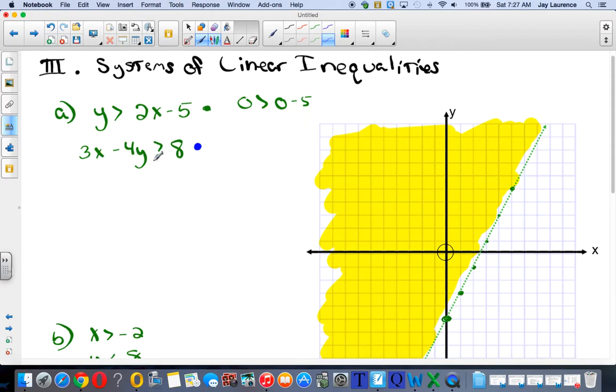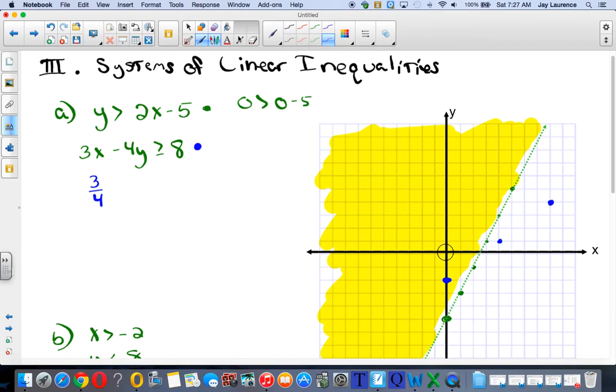Okay, this one I'm going to do in standard form, and I notice the y-intercept right away is -2. So I'm going to go to -2. Okay, and then the slope is going to be 3 over 4. So I'm going to rise 1, 2, 3, and run 1, 2, 3, 4. You'll see, it's kind of cool.